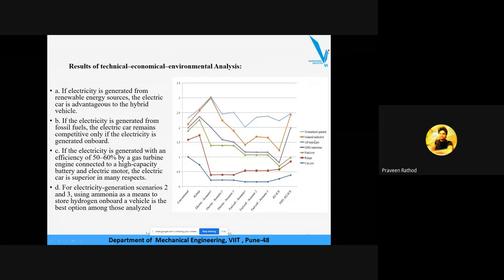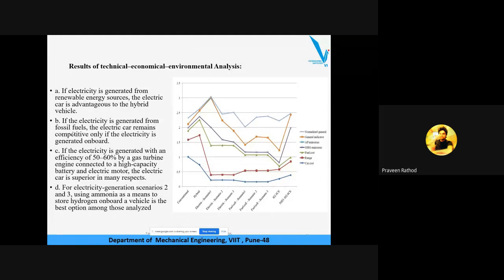Normalized general indicator, AP emission, GHG emission, fuel cost, range, and car cost. You can see that over a period of time the car cost has gone down, and now it is increasing. This is taken for all vehicles concerned. If you look at the results of technical, economical, and environmental analysis, these are the points. If electricity is generated from renewable energy sources, the electric car is advantageous over the hybrid vehicle. So it should be generated from renewable energy sources.